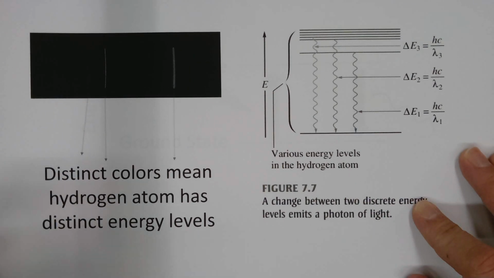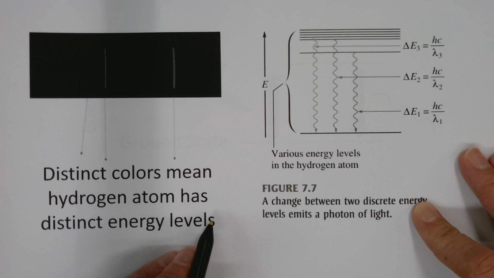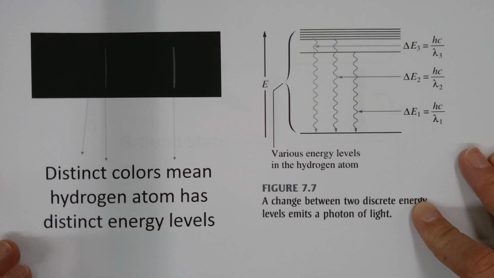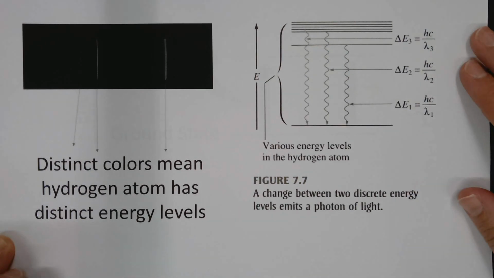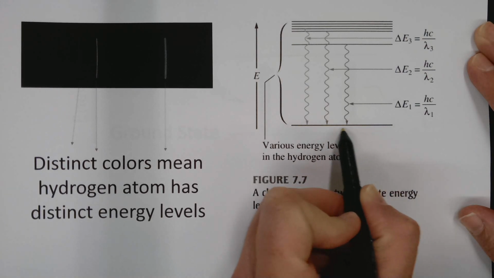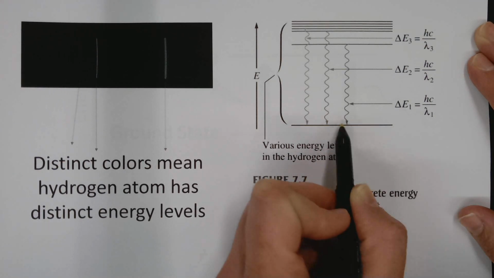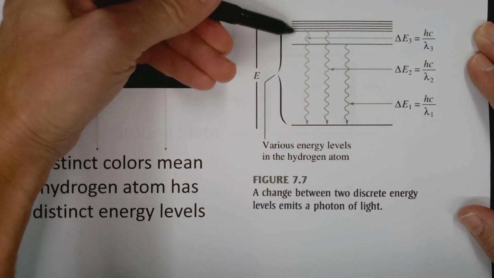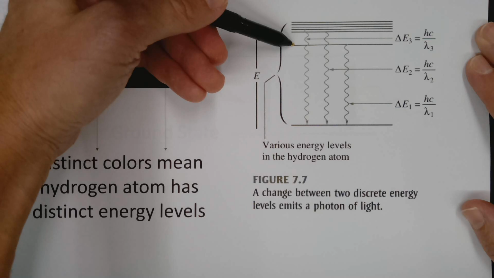So what these distinct colors mean is that the hydrogen atom has distinct energy levels. And we're going to talk about what this looks like and why it's important. What scientists proposed was happening is that there's a ground state, a lowest energy state for the atom. And when we add energy, that excites the atom. It puts it up to a higher energy level. We call this an excited state.